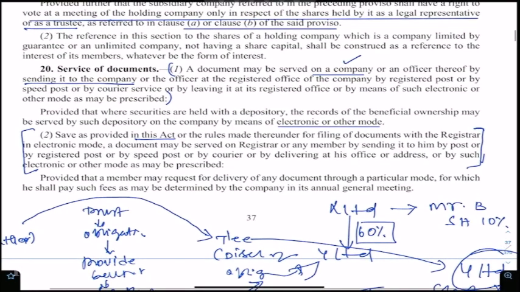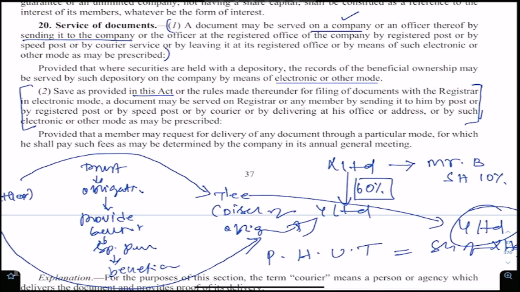Now come directly to the second subsection. Read from the second line onwards. A document may be served on the registrar or on any member. Now listen carefully. The company wants to communicate with the ROC now. Company wants to? Everyone. Very good. Where to send is the question.